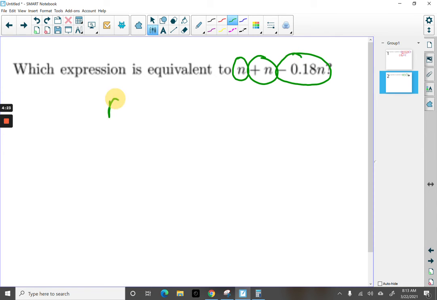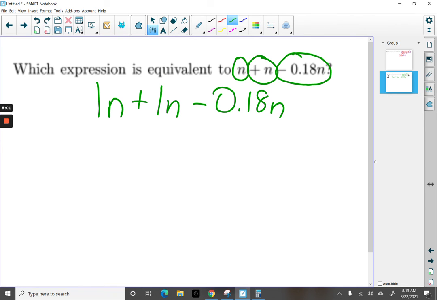So if I have an n, think about this, how many are there? Well, there's one of them there. There's an imaginary 1 in front of that n that we cannot see, because if I said I have one n, 1 times the n is just n. So in this problem, what we actually have is not just n plus n minus 0.18n. It is actually 1n plus 1n minus 0.18n.